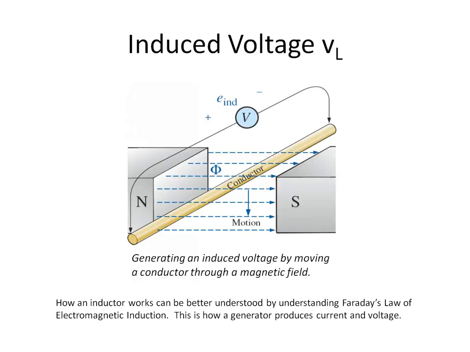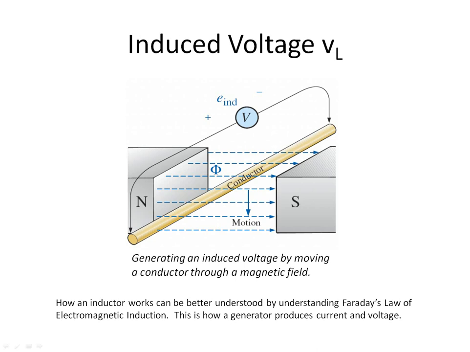In this next part, we find out how the inductor actually operates. What is its functionality when it receives current, when it's charging up, when it's discharging as well. One of the things that we need to be aware of is how we have an induced voltage when a conductor is cutting the lines of flux of a magnetic field. So how an inductor works can be better understood by understanding Faraday's law of electromagnetic induction. And this is how a generator produces current and voltage.